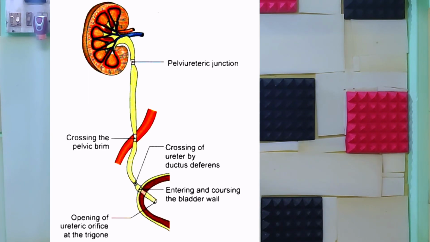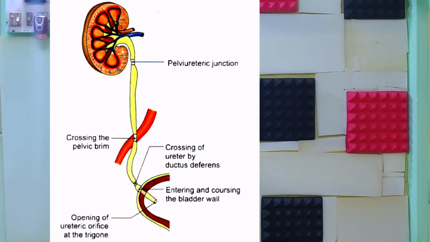The third constriction point is, in males, where it crosses the ductus deferens. I will talk about this tube later; it is part of our genital system. And in females, it is where it crosses the broad ligament of the uterus. The uterus is also a genital organ. I will talk about it later, not now.